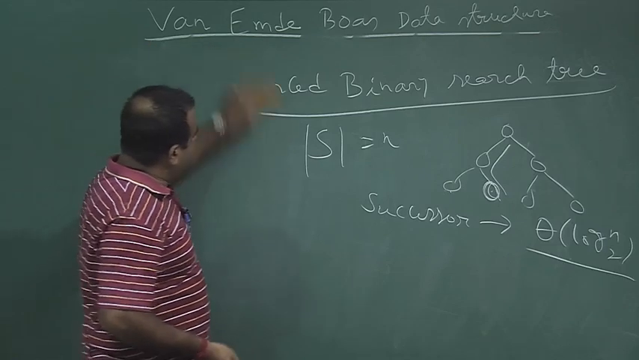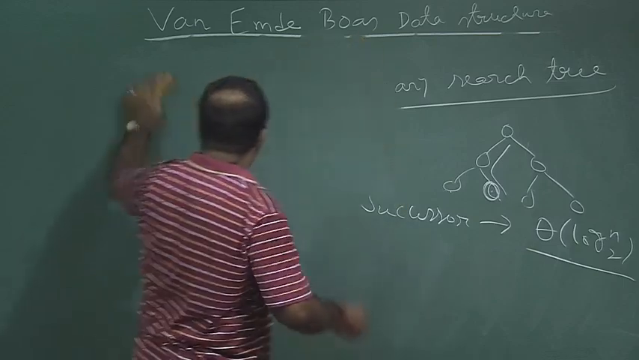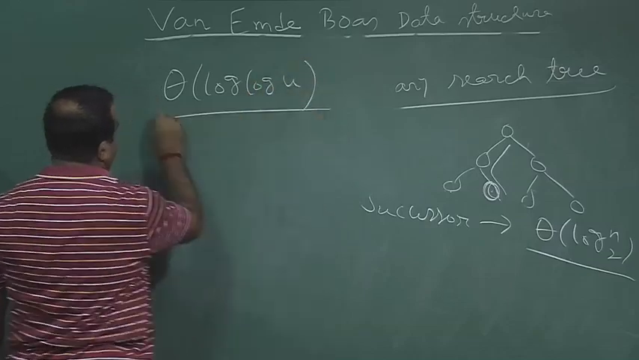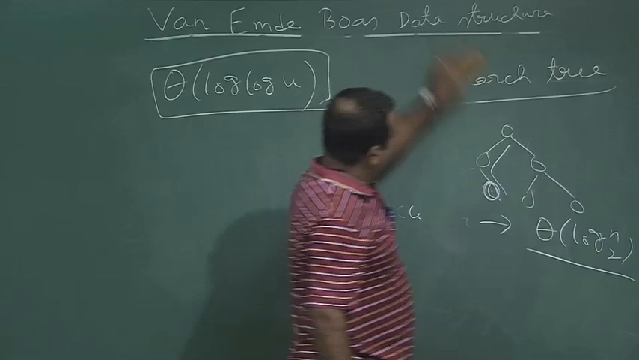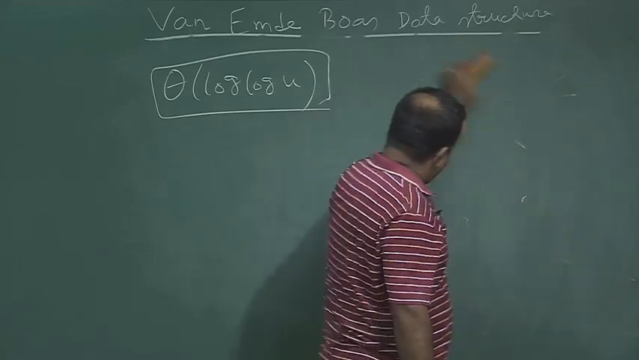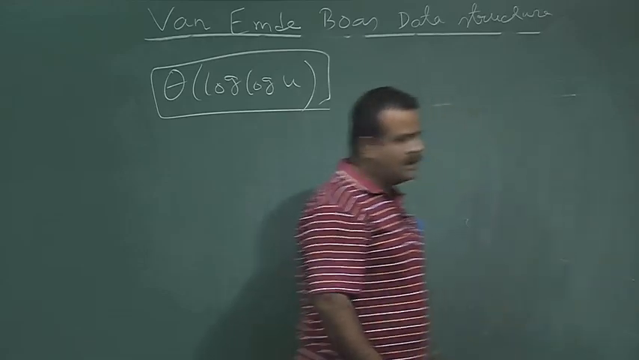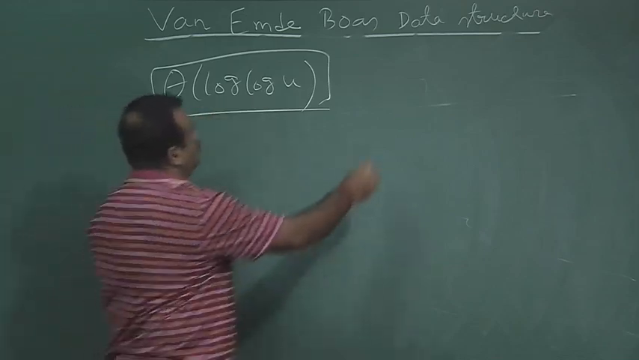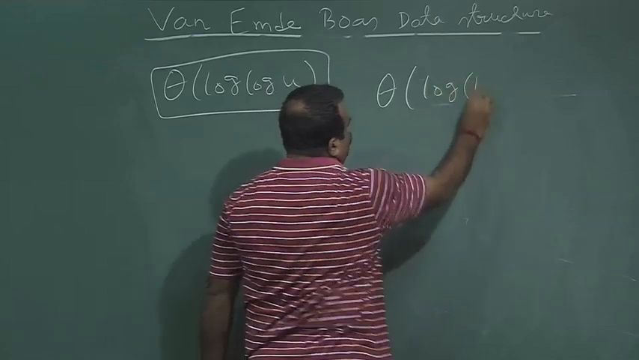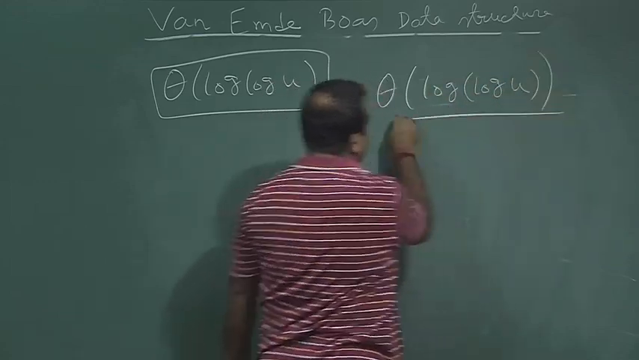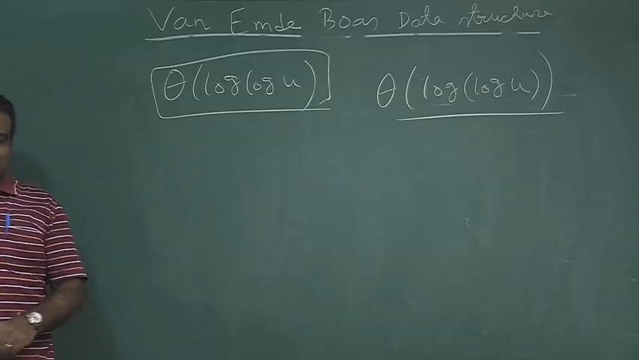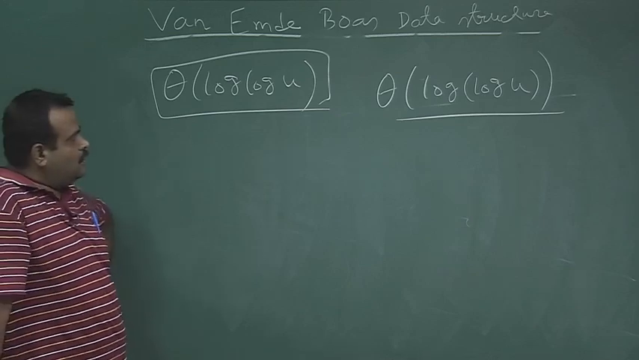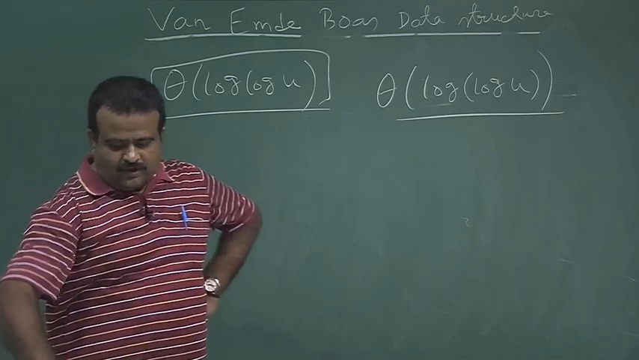Now, we want to do something better than this. Actually, we want to do this in order of log log u time. That is our target. We want to do the successor query or insertion in the order of log log u. So where can we get this time? Where does a time complexity of log u come from? Any idea?